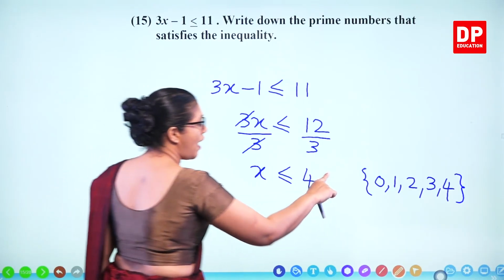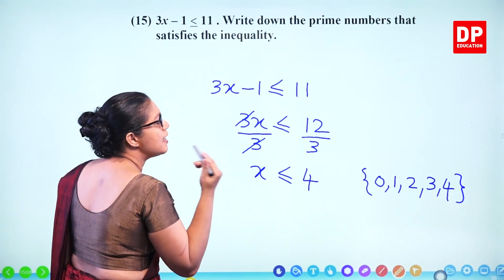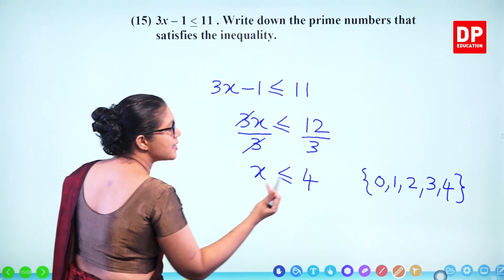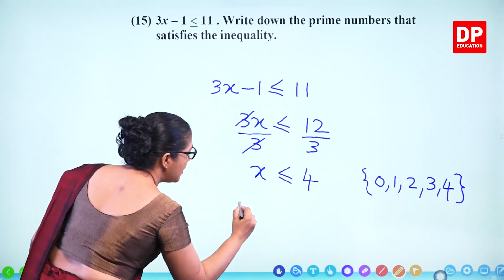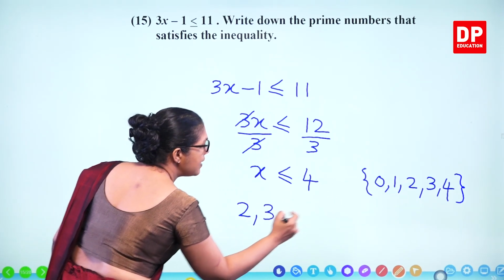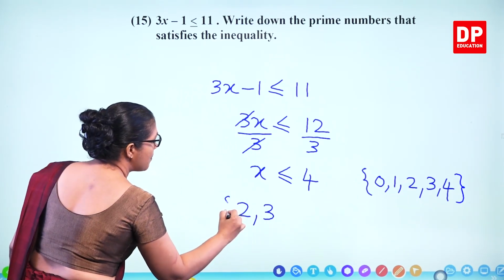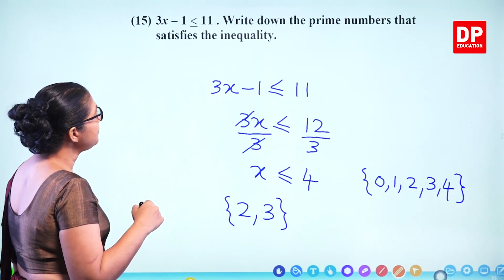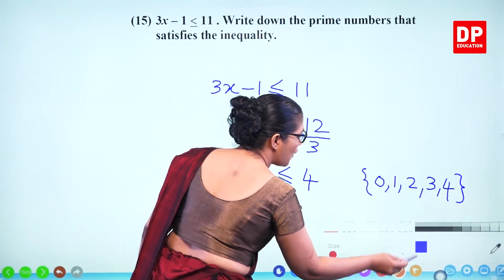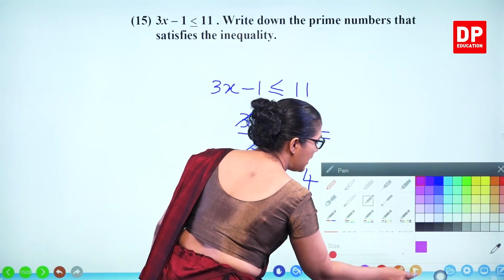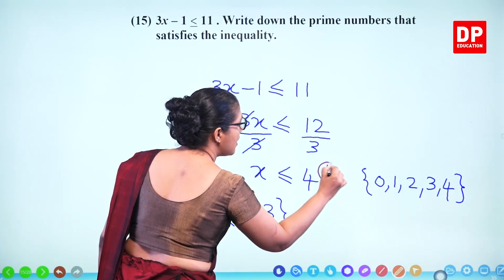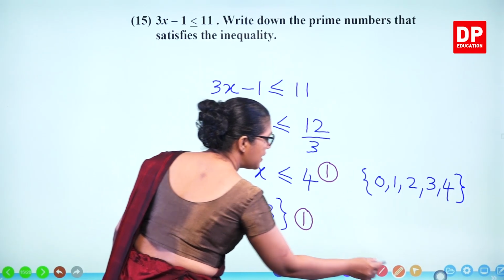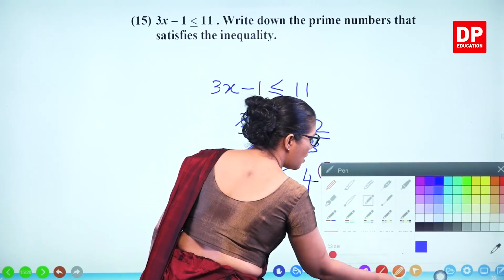Integers satisfy x less than or equal to 4. But you need to select prime numbers. What are the prime numbers? 2 and 3 only. So the prime numbers are 2 and 3. So 2 marks for that. Solving the inequality, 1 mark, and finding the prime numbers, 1 mark.